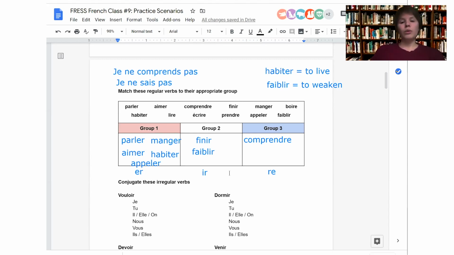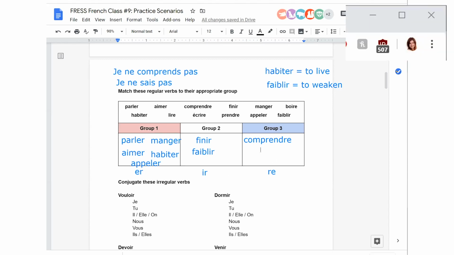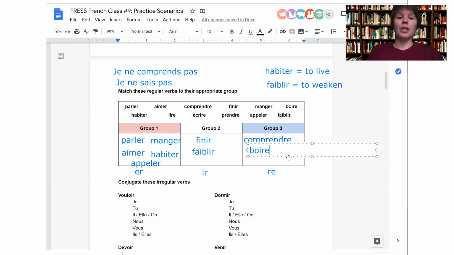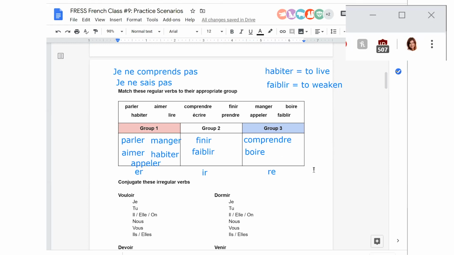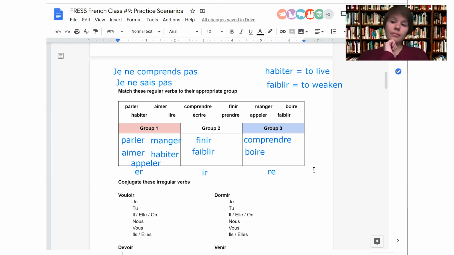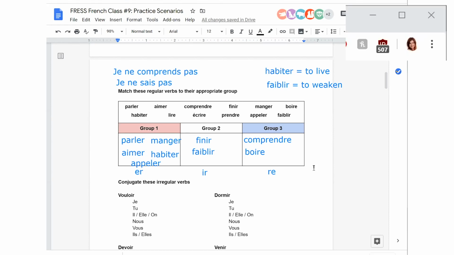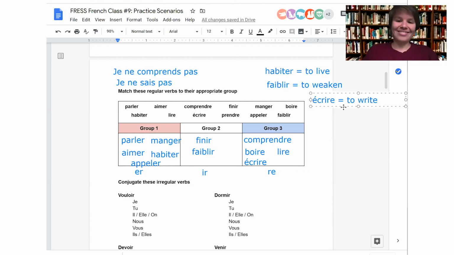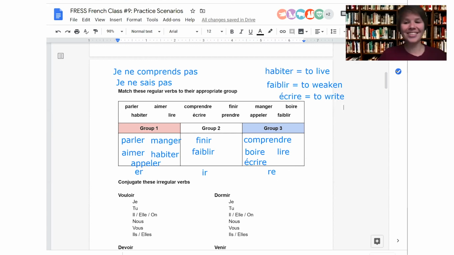And any more for group 3, guys? Boire. And what does boire mean? To eat or to drink? To drink, yes. Manger is to eat. Boire is to drink. Anyone else? Anything else? Lire. Lire, yeah. Écrire, yeah. What is that? Means to write. Écrire. Can't help it. I get very glottal with that one. So écrire. Yeah. If you can't get the R yet, it's écrire.